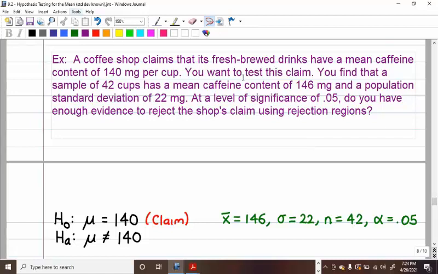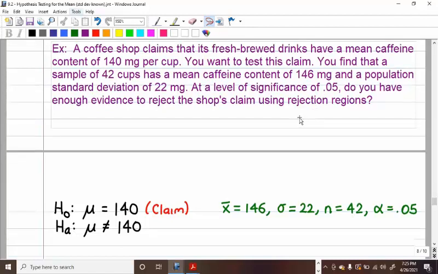Okay, here's all the data. You sample. There's a sample mean, standard deviation, population standard deviation. That's what allows us to use a Z. Level of significance 0.05. We're going to do it using rejection regions.